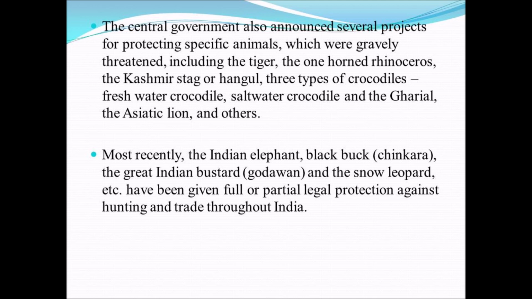So here we come to know that the central government also announced several projects for protecting specific animals which were gravely threatened, like the tiger, the one-horned rhinoceros, the Kashmir stag or hangul, and the 3 types of crocodiles, which include freshwater crocodile, saltwater crocodile, and the gharial, and other animals like the Asiatic lion and others. Most recently, the Indian elephant, black buck, the great Indian bustard, and the snow leopard, etc., have been given full or partial legal protection against hunting and trade throughout India.